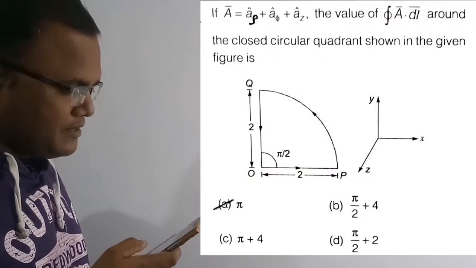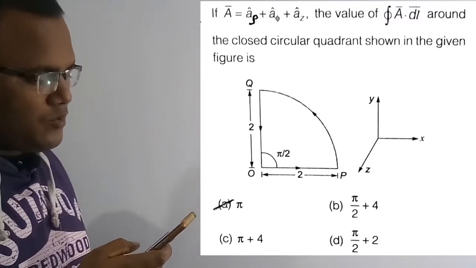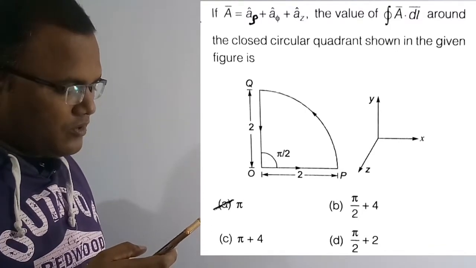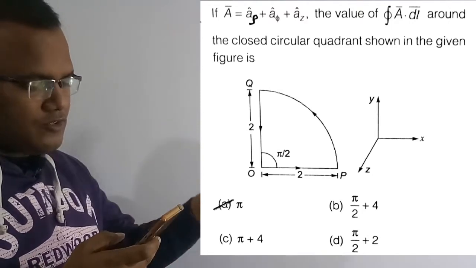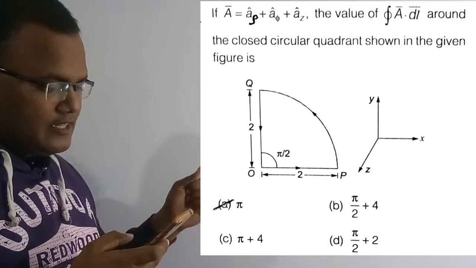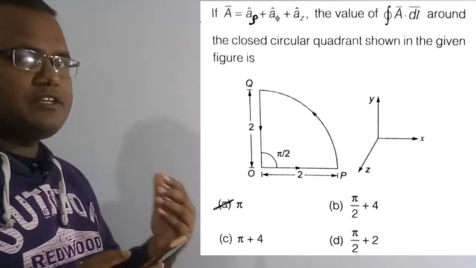See the question here. If A bar is equal to a rho cap plus a phi cap plus a z cap, then the value of the closed line integral of A bar dot dL bar around the closed circular quadrant shown in the given figure. So here in this circle you have to make a closed loop. Around this circle, what is the value of the closed line integral of A bar dot dL bar? We need to figure it out.